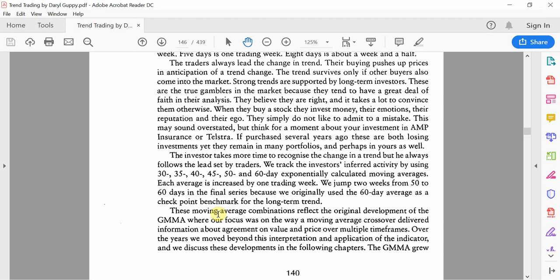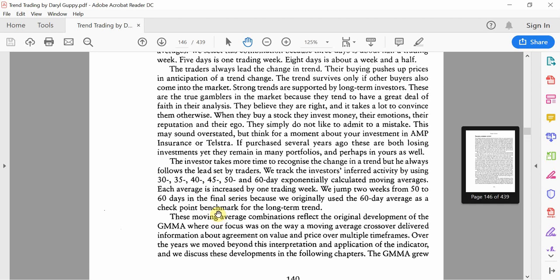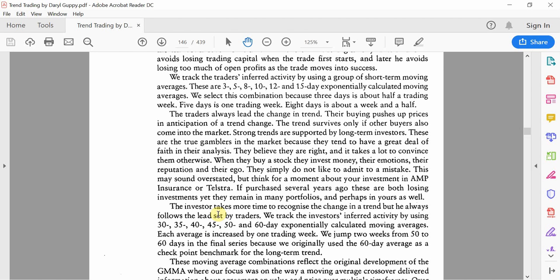And the reason why I've got this page up, this page really talks about his GMMA indicator, and it works on the basis of 12 moving averages, and the 12 moving averages are based on two sets of groups. So the short-term traders group and the long-term investors group. And what version 1.3 does, it takes into account the long-term investors group and what exactly they are doing inside the market. And so what does that actually mean?